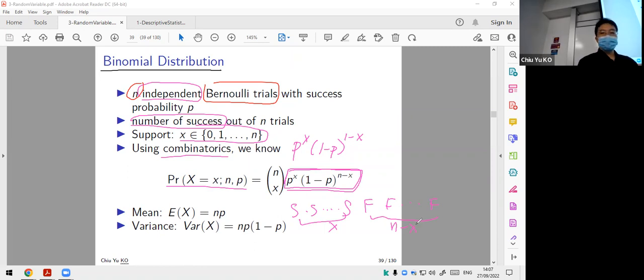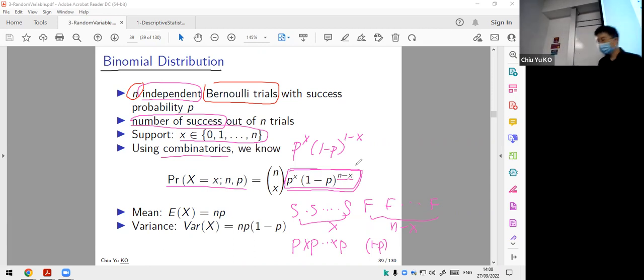Remember last class, if the probability of A given B equals the probability of A, they are independent. So the probability of the first success is P, then the second success is also P. Since they are independent, you can multiply. X times of P is P to the power X. The rest is 1 minus P, so that's why (1 minus P) to the power n minus x. Is it clear why this is the case?